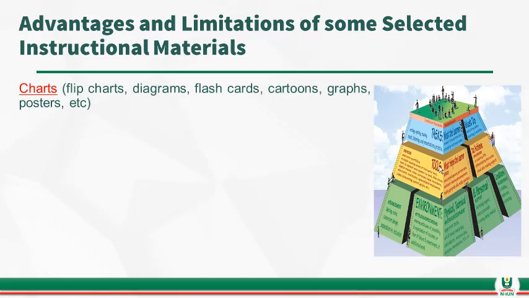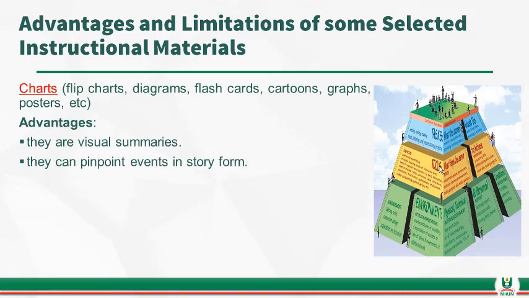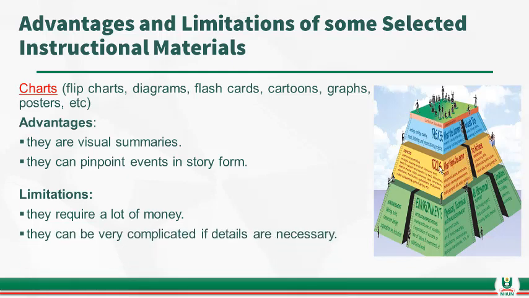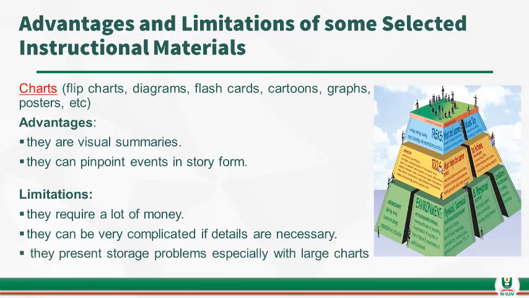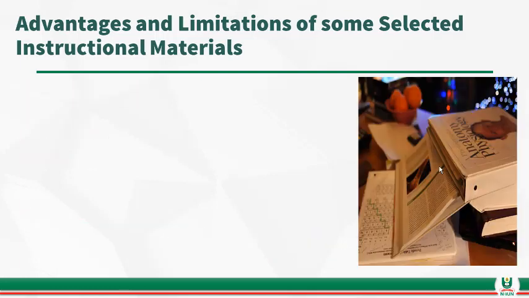This one is common. This one is everywhere. We call it a list of resource material. First, it's simple to do, and we have advantages of it. They are visual summaries, and they can pinpoint events in story form. And the limitations we have: they require a lot of money in production, they can be very complicated if details are necessary, and they present storage problems, especially with large charts. Most of the time when we lack a place to keep them, it brings about the problem of storing them.